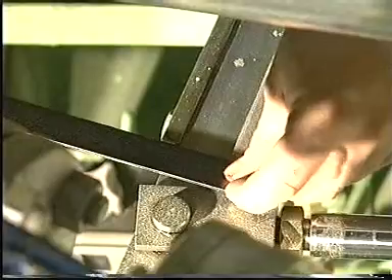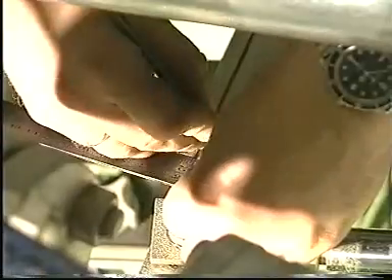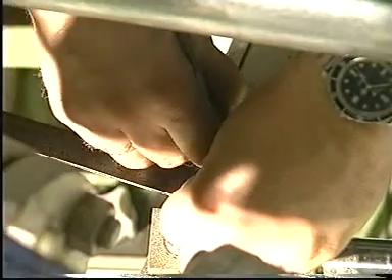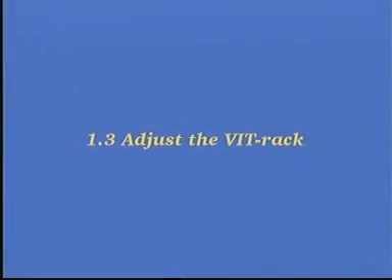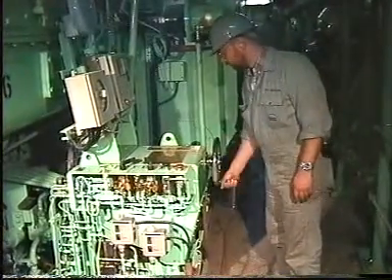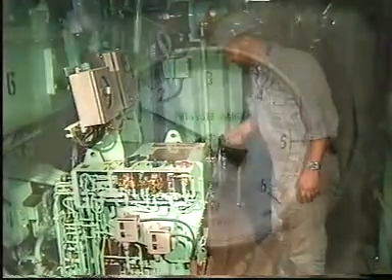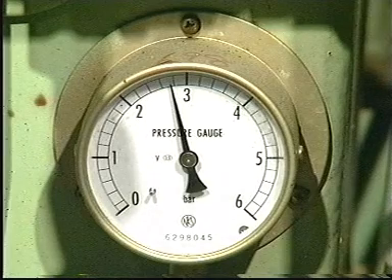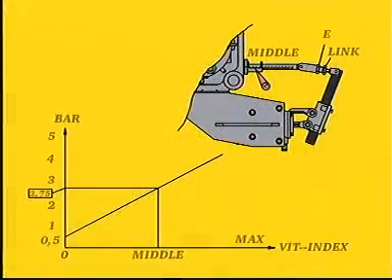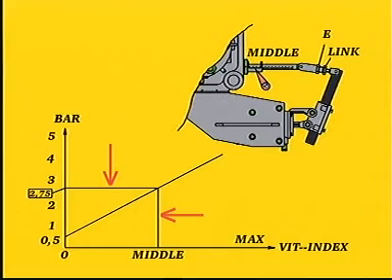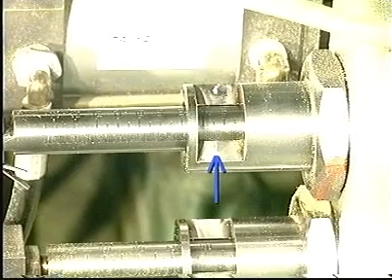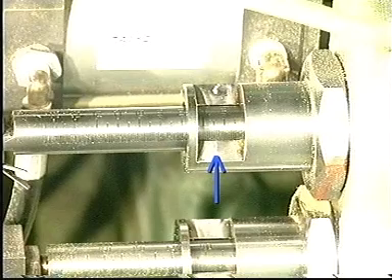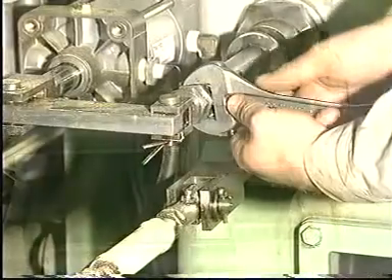When the correct position is obtained, mark the position of the lever and stamp the cylinder number on the locking plate and lever. Turn the regulating hand wheel until the pressure on the pressure gauge reads 2.75 bar. The VIT rack must be adjusted so that the middle index of the VIT rack can be read when a control air pressure of 2.75 bar is applied. If the actual VIT index does not correspond to the middle index, adjust the link until it does.